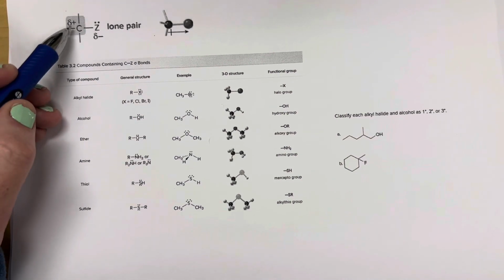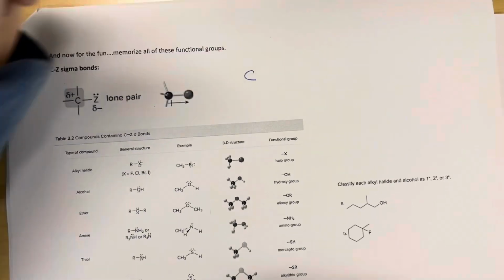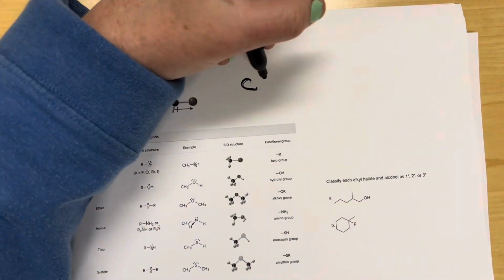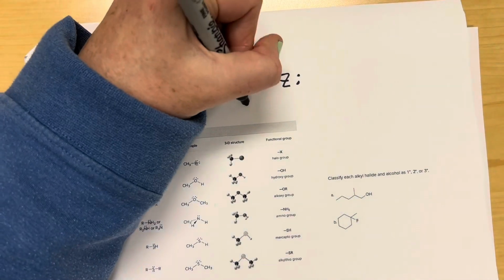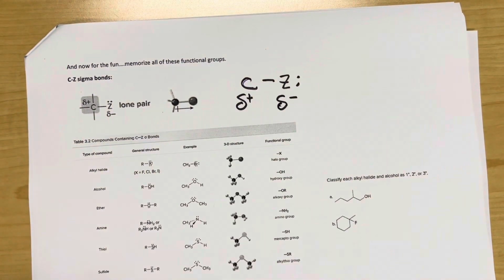The reason for that is when you have, it's drawn right there, but it's more fun to redraw it. Do it with my darker pen. We have a carbon bonded to a Z that has some kind of lone pair. What that means is you're going to have a partial positive here and a partial negative here, and that's going to change the reactivity of the atom.